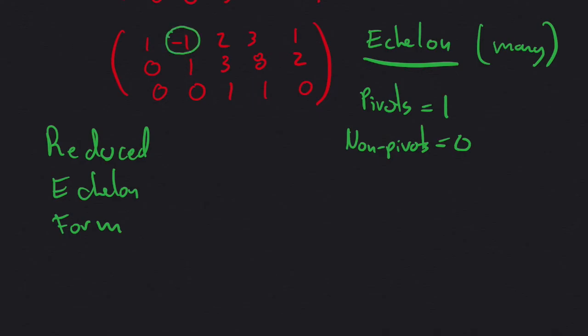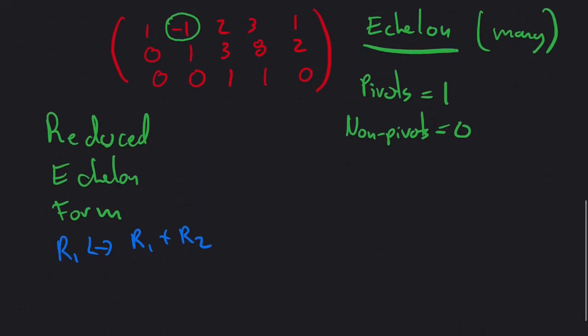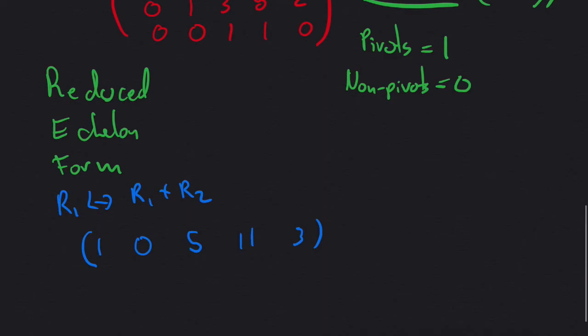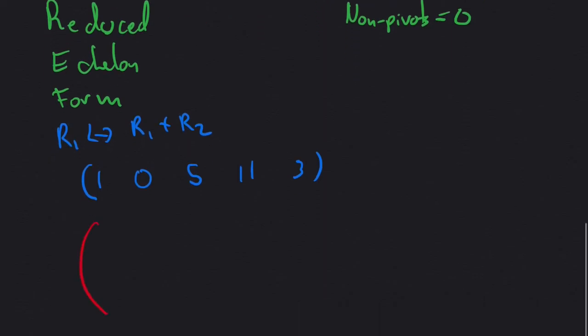So you can probably agree with me that if I replace the first row by the first row plus the second row, I will get rid of that -1 over there. In other words, let me compute the sum of the first two rows. That will give me 1, 0, 5, 11, and 3. If I add the first two rows, I'll get 1 plus 0, -1 plus 1, 2 plus 3, 3 plus 8, and 1 plus 2. So my new updated echelon form, this is not yet a reduced echelon form, will be this to be my first row.